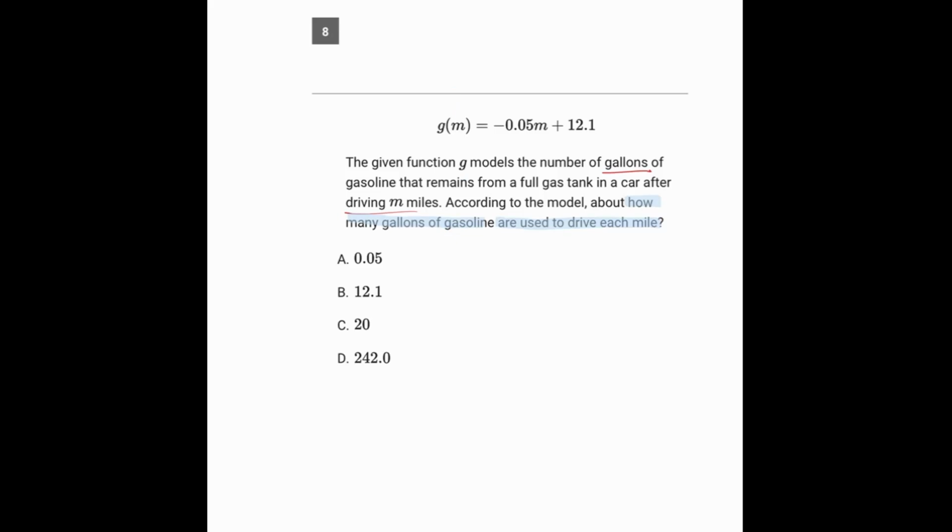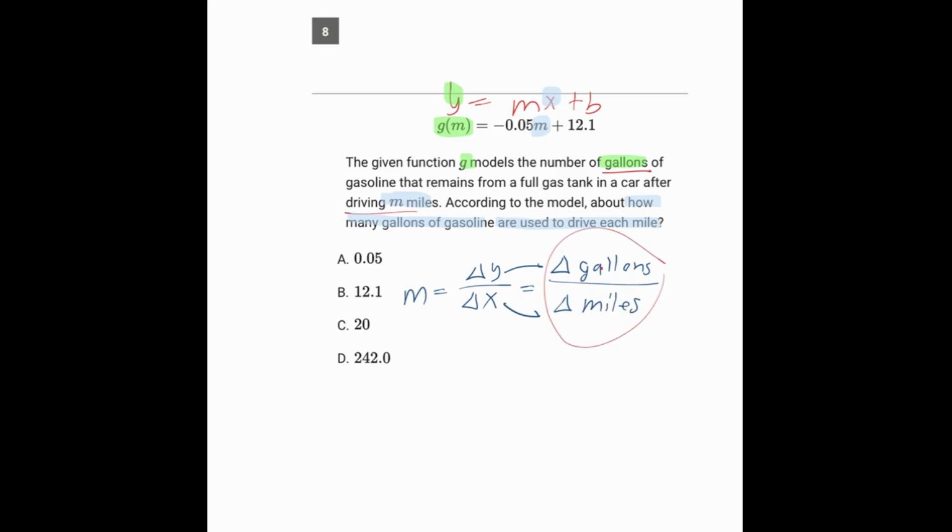So here, this is in the y equals mx plus b format. So the y for our situation is the g of x, or the g of m. And g, we're being told, is the number of gallons. So if we say slope is change in y over change in x, the y is the gallons. So that's the change in gallons. And the x in this question is the m, which we're told is the number of miles. So change in y over change in x is change in gallons over change in miles. So our slope statement is the change in gallons for every change in miles.